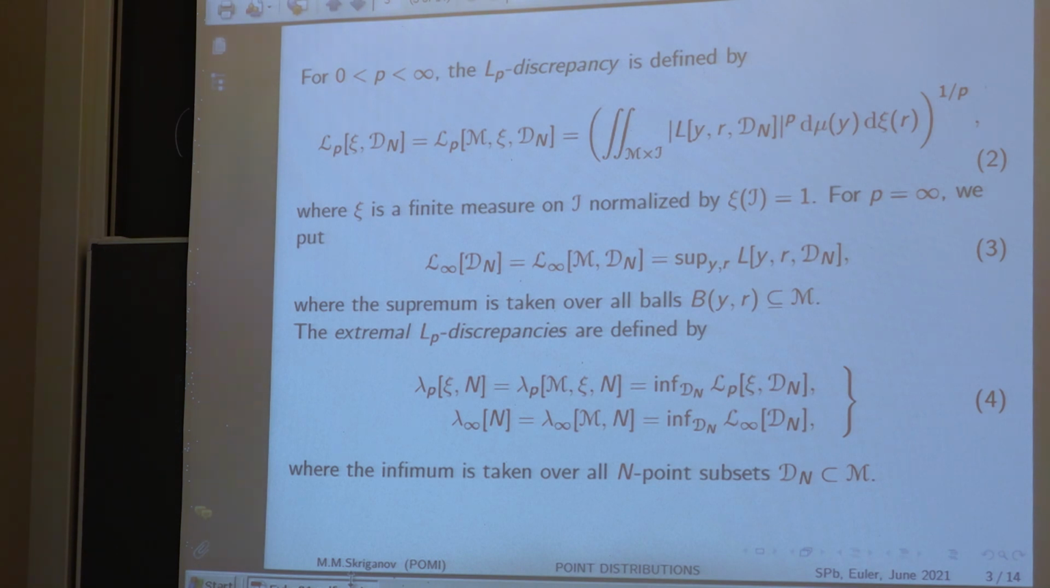Lambda p. So we calculate this norm first, then we change dn, the set of n points in this space, and consider the infimum of this quantity. So this is the best possible distribution of n points with respect to the norm, with respect to the LP norm.